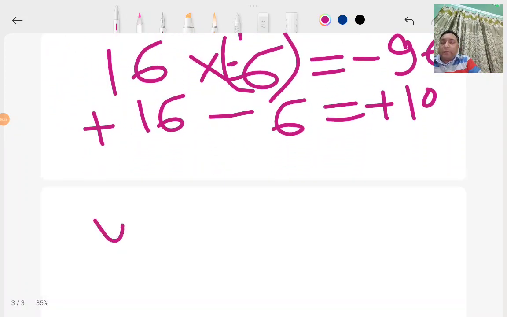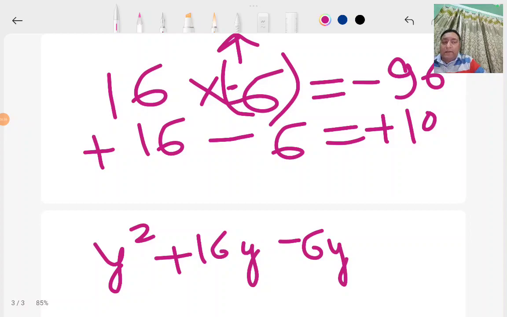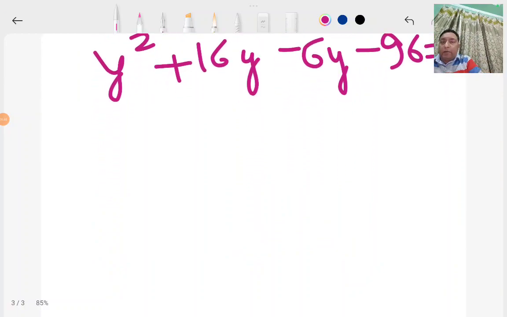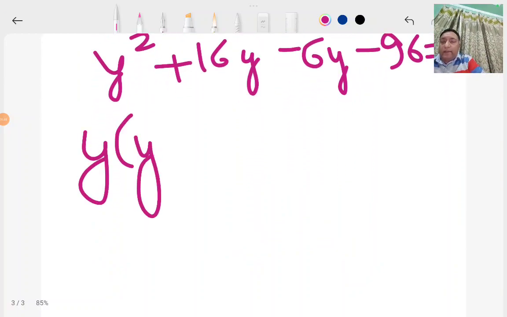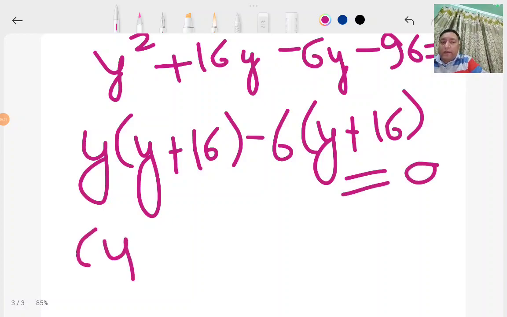Now let's put it again in the form we have calculated: y squared plus 16y minus 6y minus 96 is equal to 0. Now we have to take out the common factor: y into y plus 16, and again minus 6 into y plus 16 is equal to 0. Now you have taken out y plus 16 as common.